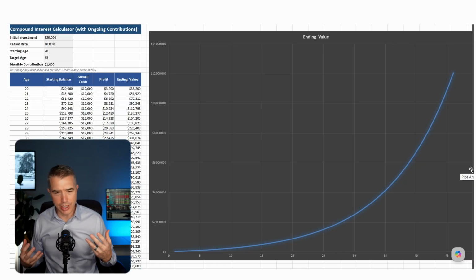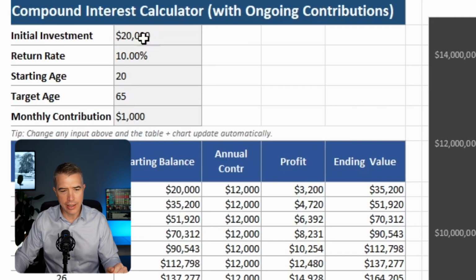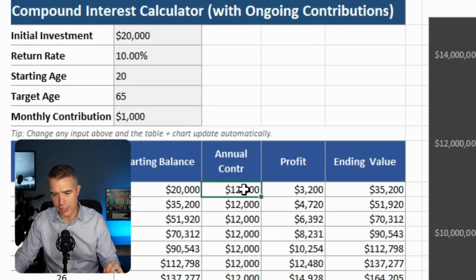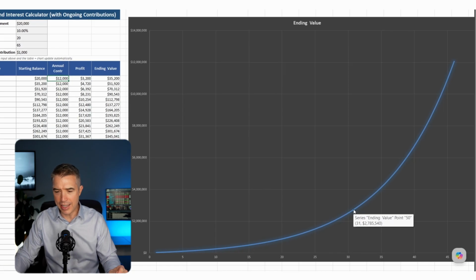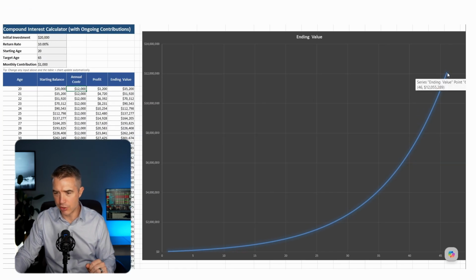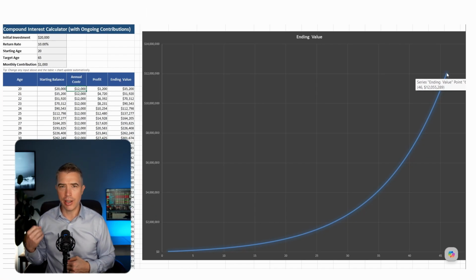All right, let's jump back into our spreadsheet and do one more example that's a little more aggressive, just to show you how small changes can have big differences if held consistently over long periods of time. In this example, we're going to invest $20,000 initially at a rate of return of 10%. The starting and ending ages of 20 and 65 are the same. And this time we're going to invest $1,000 a month, which is of course $12,000 a year. Now you can see with this example, at age 50, we already reached that $2.7 million mark. And believe it or not, by age 65, we're at $12 million. That is the power of compounding.